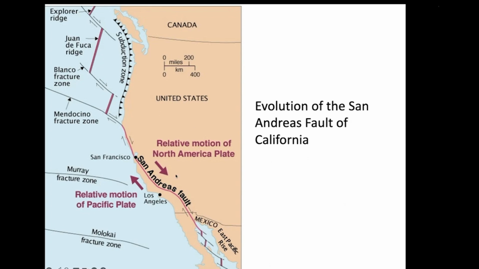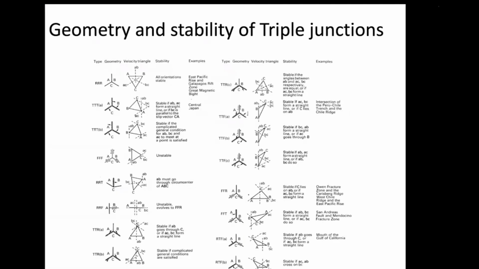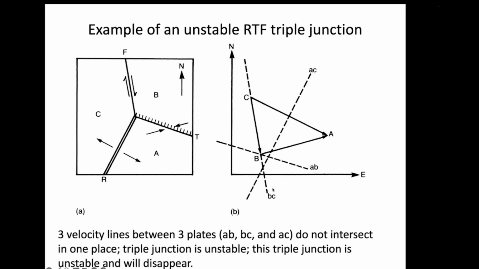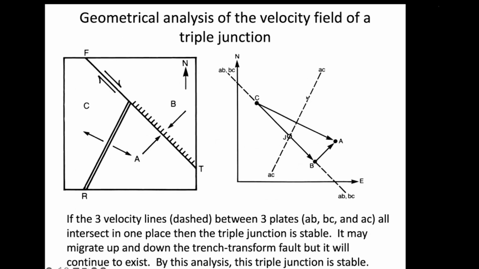Yes, John. So it doesn't depend on what type of triple junction it is. Any type of triple junction could be stable. Any type of triple junction could be unstable. I think that's true. I honestly can't say that I'm confident it's true, but as long as it satisfies this rule of the velocity lines meeting at a point, it is stable according to geometric analysis.